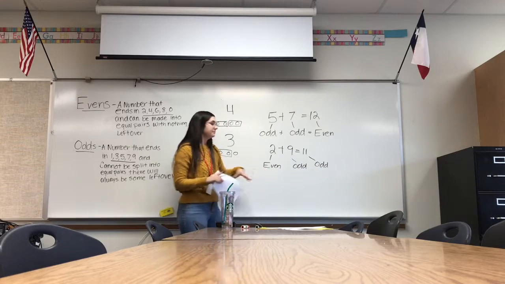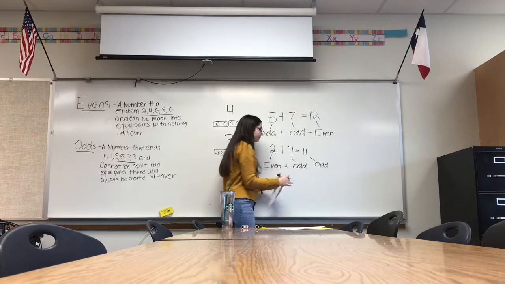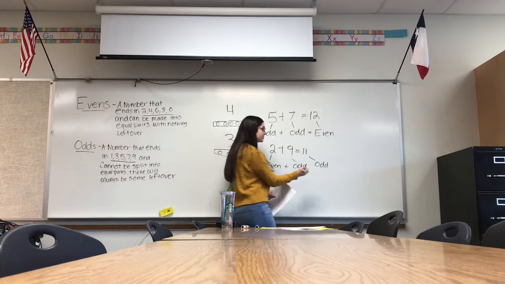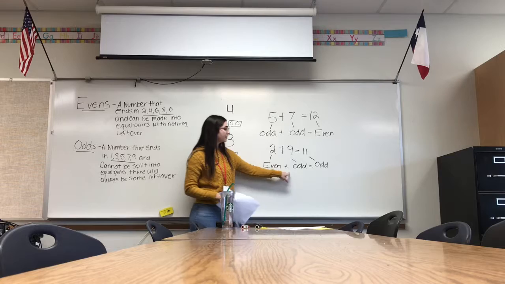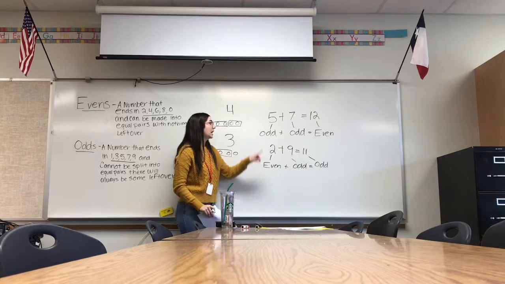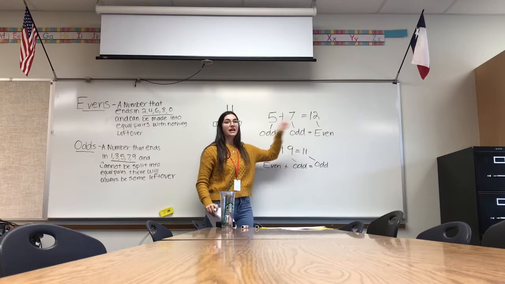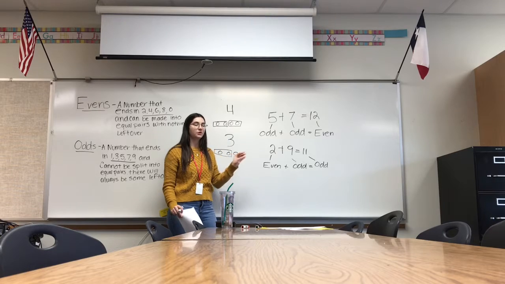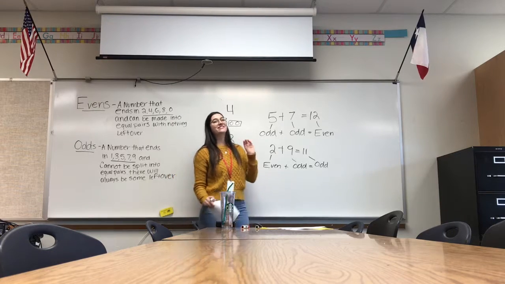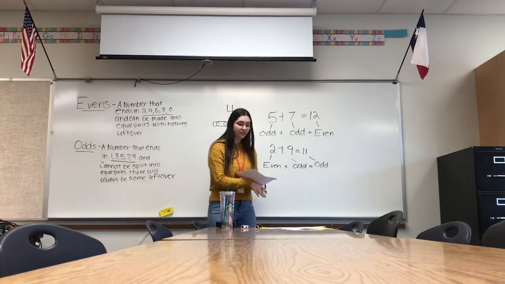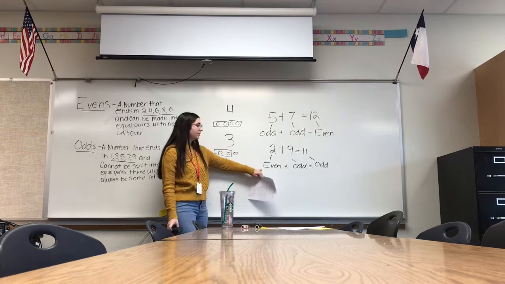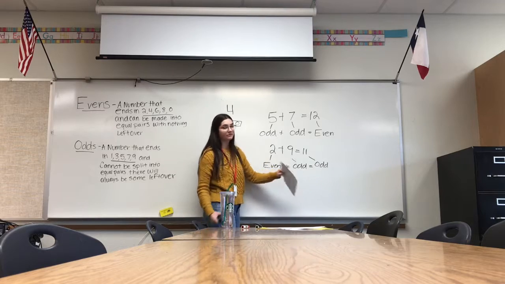So an even plus an odd is going to equal another odd. So even plus odd equals odd. Odd plus odd equals even, and even plus even equals even. Sorry guys, not trying to confuse you. So let's look at one more about when you add an odd and an even.